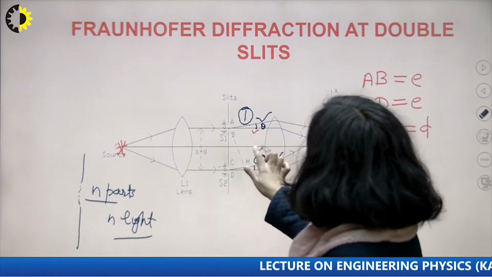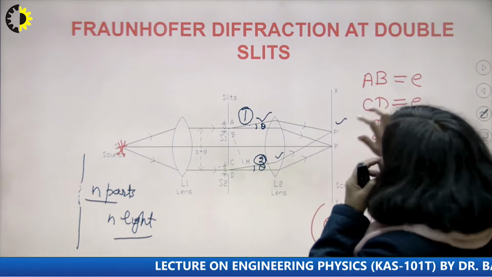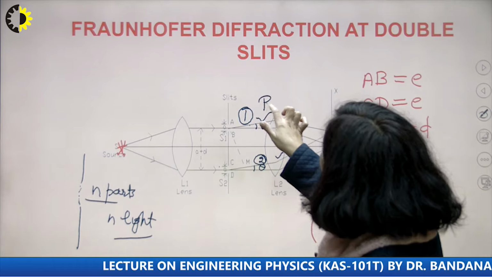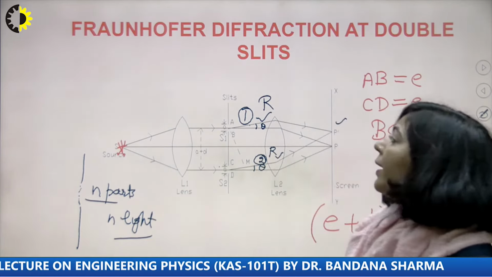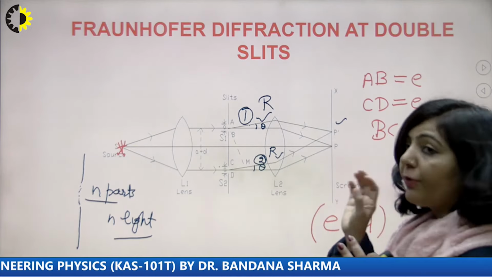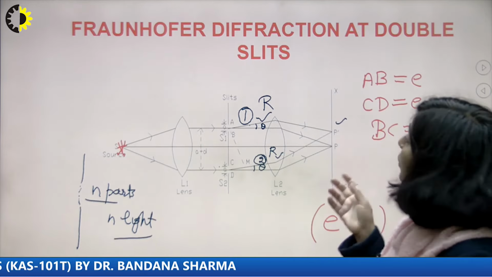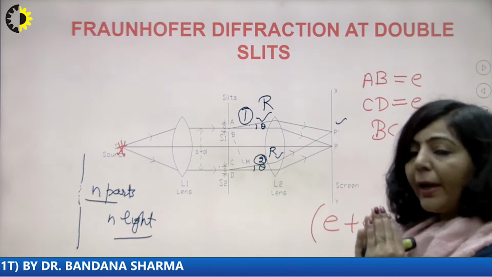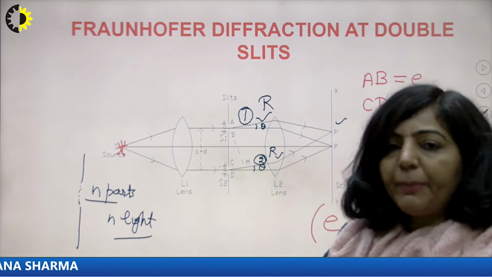So you are having two light rays here, and these two light rays are of equal amplitude. The amplitude of this one will be R, and the amplitude of the second ray is also R. So two light rays are there, they are of equal amplitude, they are diffracted through the same angle, and they are going to converge at this point. So over this point P dash, two light rays of equal amplitude are superimposing, and you are getting a diffraction pattern here.